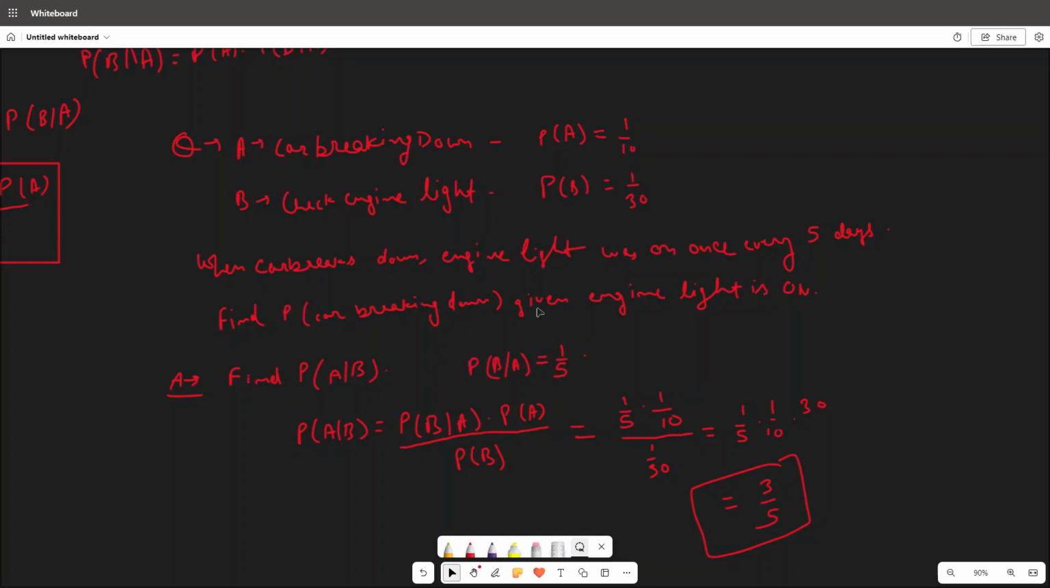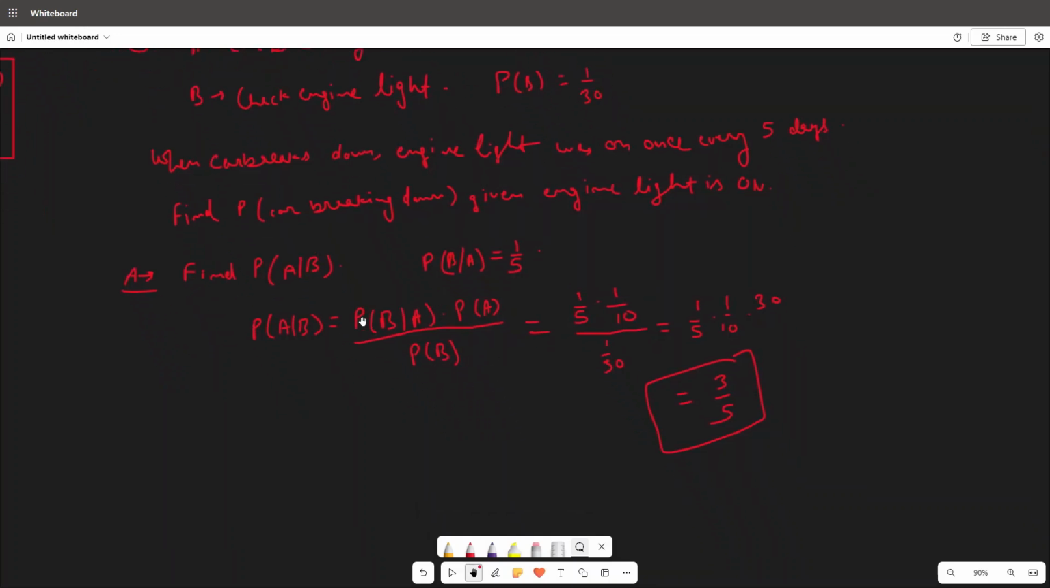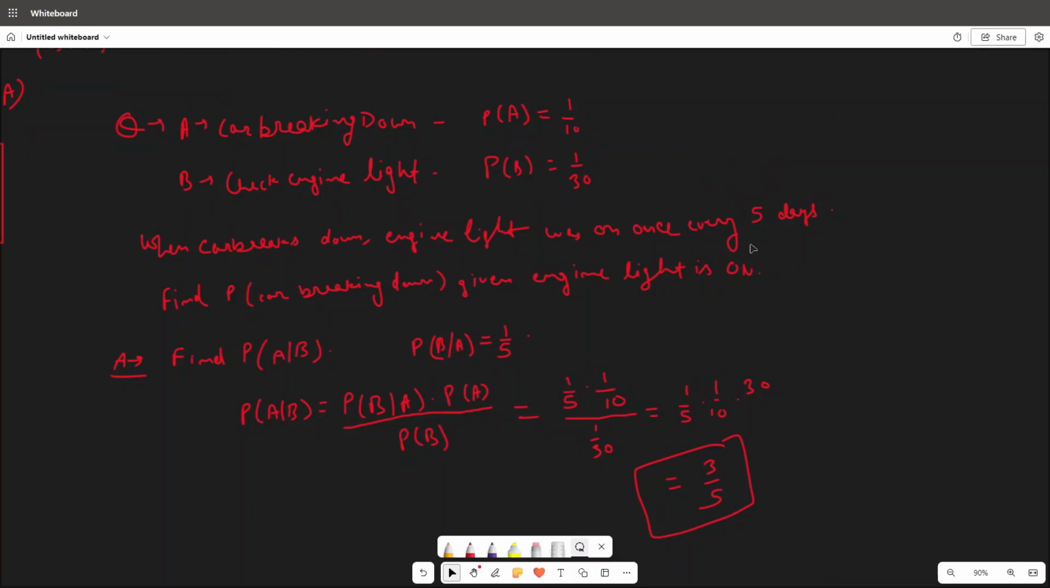Since we are given 3 terms, what we need to find is the probability that a car breaks down given that the engine light is on. That is, we need to find probability of A given B. From the formula of Bayes theorem, we know that A given B's probability is equal to probability of B given A times probability of A divided by probability of B. Substituting the values, we get 1 by 5, which is coming from here, times 1 by 10, which is coming from here, divided by 1 by 30. Solving this, we get 3 by 5. So this is how we can use Bayes theorem.